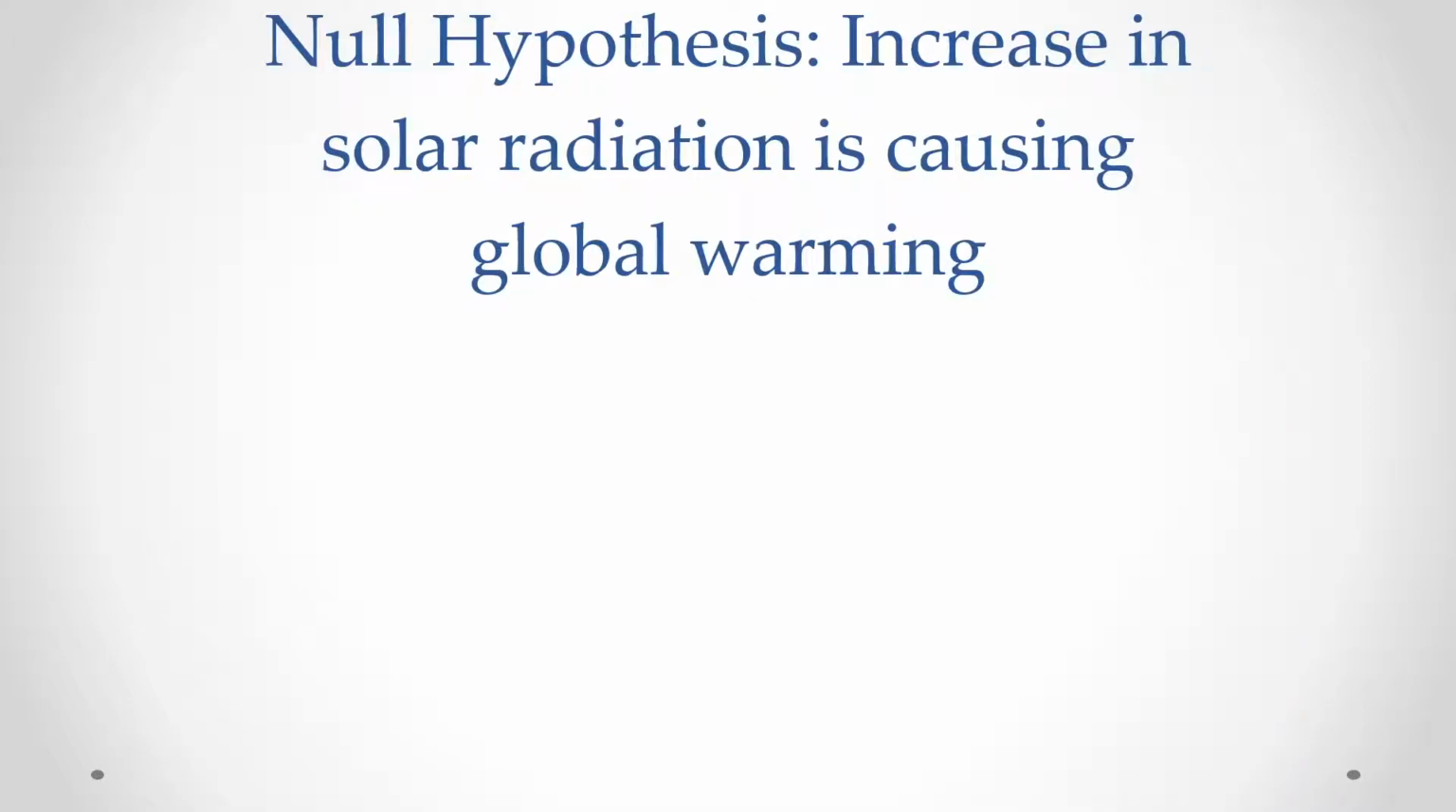So let's have a null hypothesis. A null hypothesis is something where we're saying this is not true. So: increase in solar radiation is what's causing global warming. And we're trying to prove this wrong, okay? That's what a null hypothesis means. We're proving it wrong. We're trying to say, here's my null hypothesis, I now want to prove this wrong. Because it's a lot easier to prove something wrong than it is to prove something true. So there's our null hypothesis. Keep it in your mind.